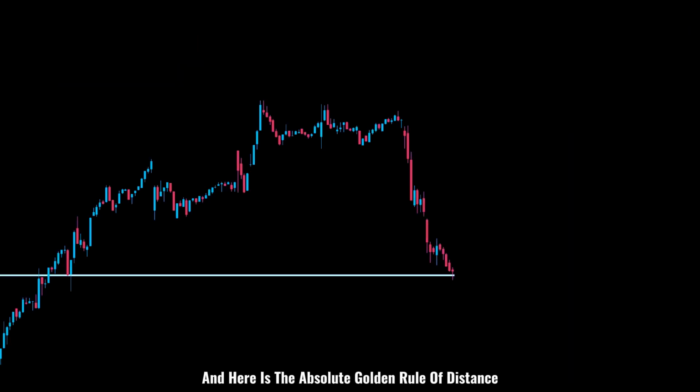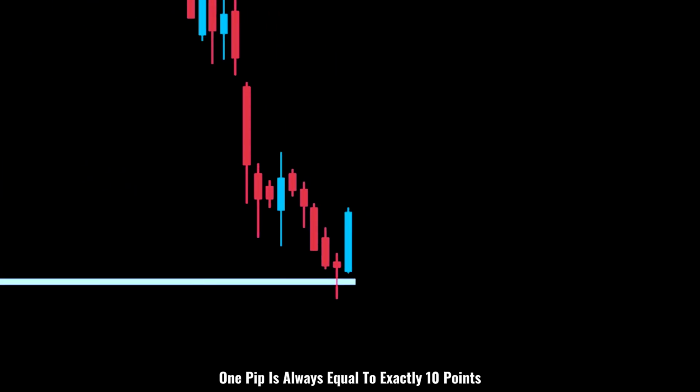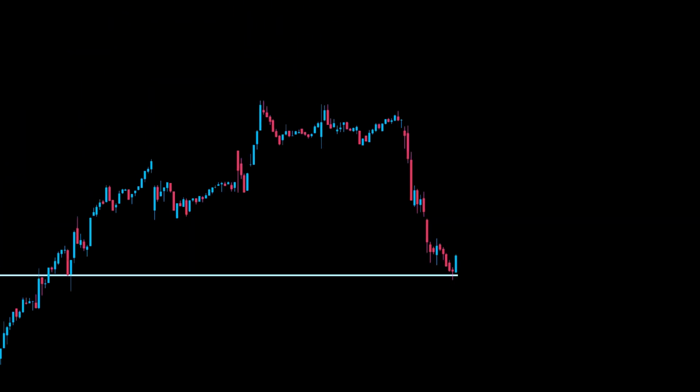And here is the absolute golden rule of distance. 1 pip is always equal to exactly 10 points. It's a fixed relationship. A point is simply a fraction of a pip, giving us that super precise micro measurement of price fluctuations. Let's look at how this actually shows up on your screen.